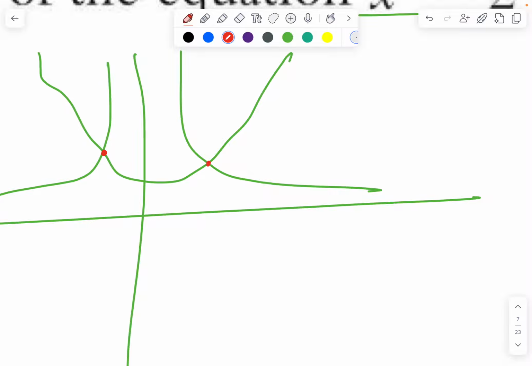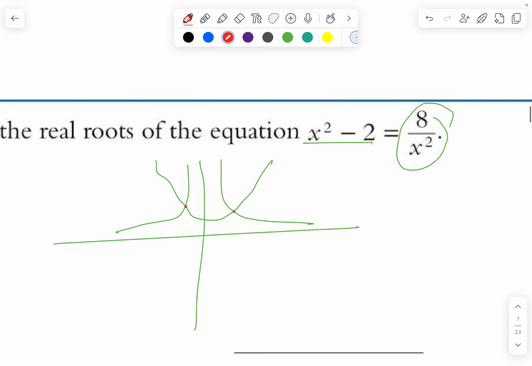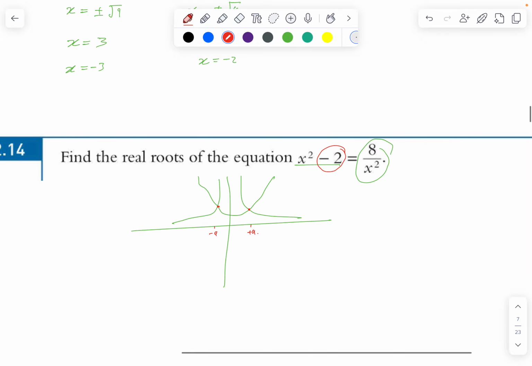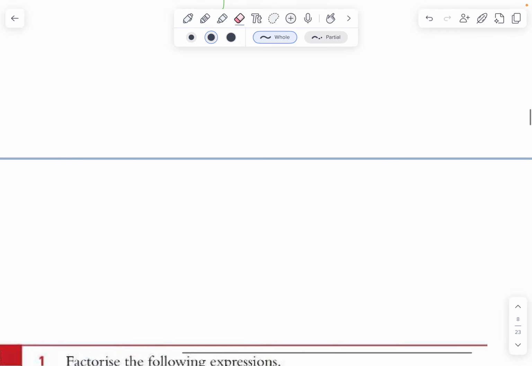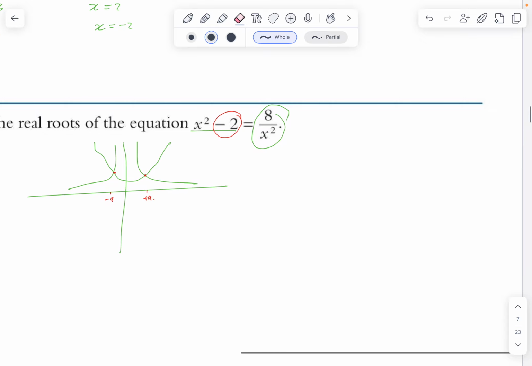Since it was moved 2 units up, it is still symmetrically intact. So these answers, if this is A, then this will be negative A, and this will be plus A. So that's what we would expect. Later on, you would get to learn why I am drawing all of this. So let me start solving it.